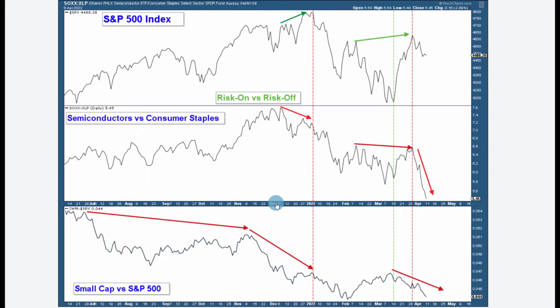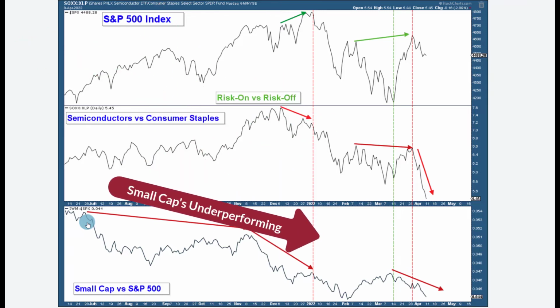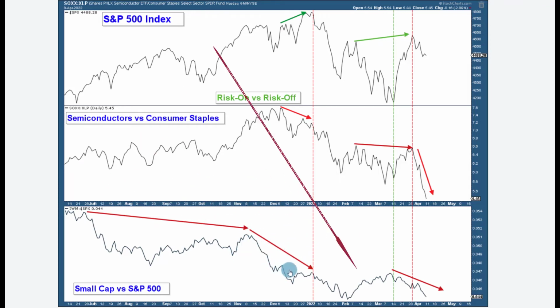Now let's go ahead and look at the chart in the lower panel, which is where we compare the performance of small cap stocks to the S&P 500, small caps being our risk on assets. And small caps have just continued to underperform the market going all the way back to the middle of last year. You can see the S&P advancing into the highs that were hit at the end of last year. But throughout that entire move higher, small cap stocks were underperforming the market.